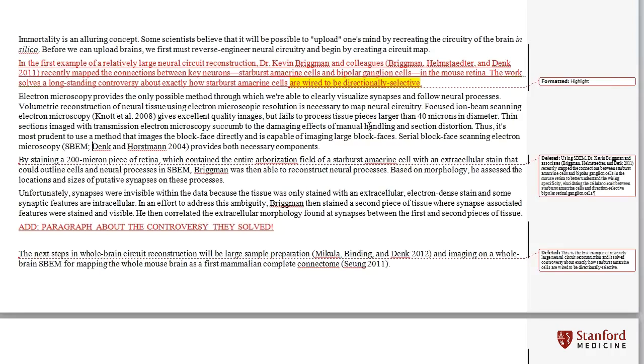So I'm going to move a few things around. I'm going to state right from the beginning, because again, this paper is about Dr. Brigman's study, so let's state exactly what happened. Well, Dr. Brigman and his team used this type of electron microscopy to visualize the synapses and map the neural circuitry. So we can state that right from the beginning.